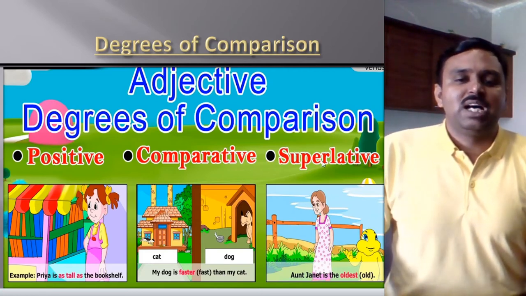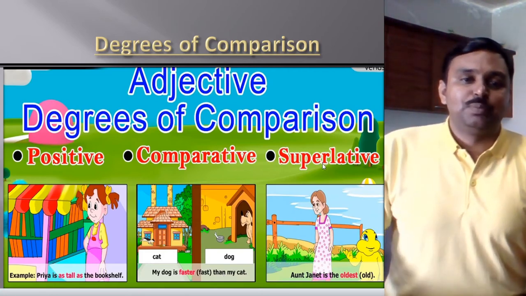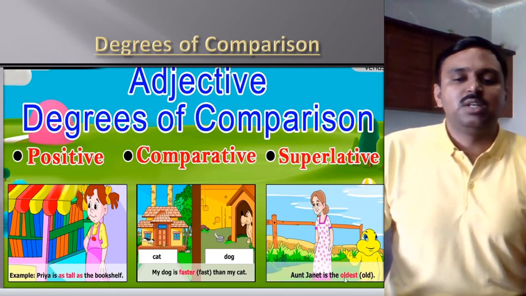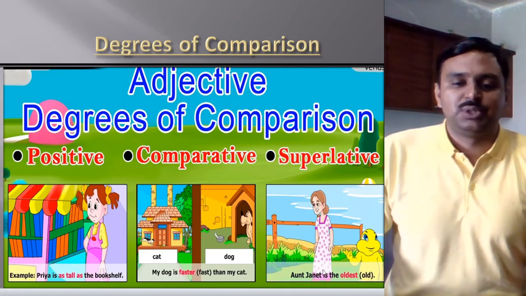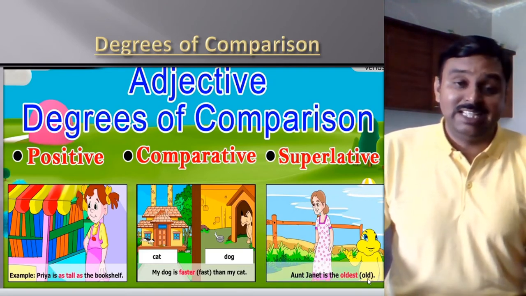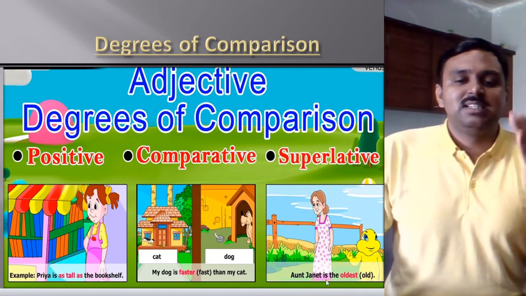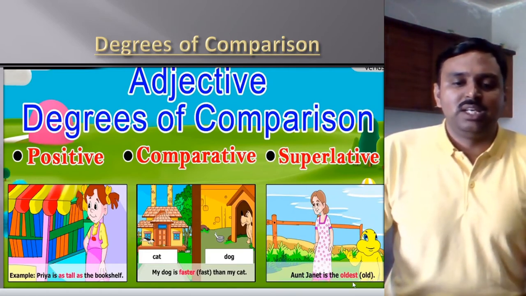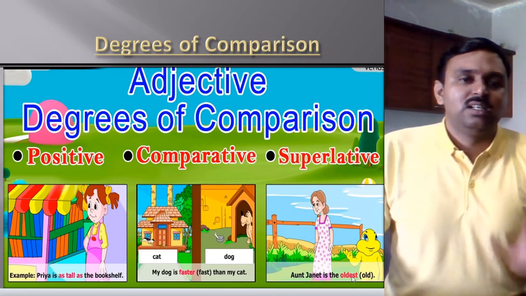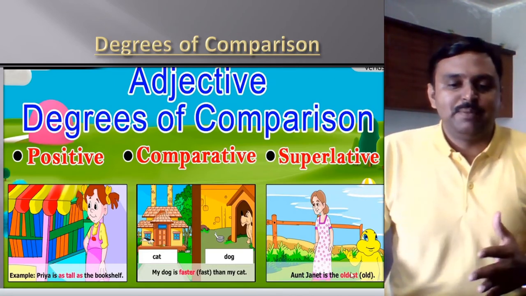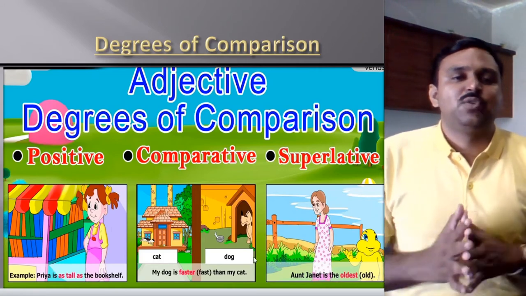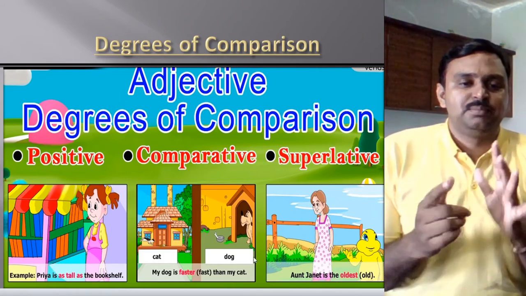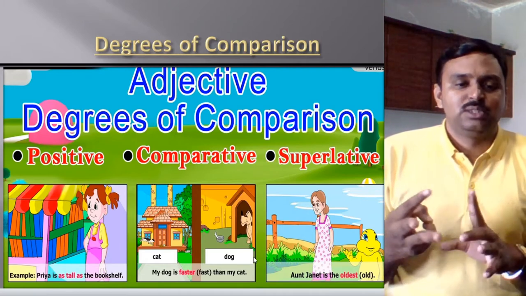And number third we have, that is superlative. In superlative we use the third form of the adjective or adverb, and before that, the is used. Like, Aunt Janet is the oldest lady, we can say. So here oldest is the adjective third form, and before that the is used. So these are the basic things that we require for the 3 degrees: positive, comparative and superlative.